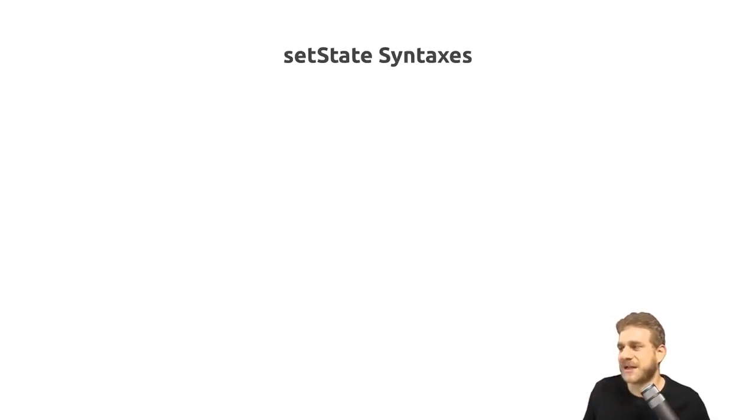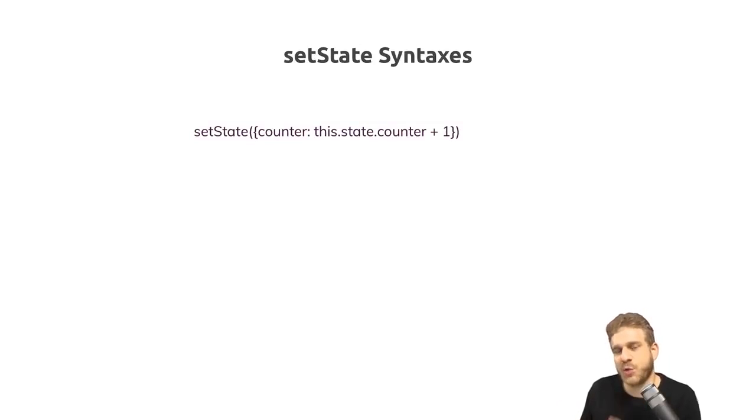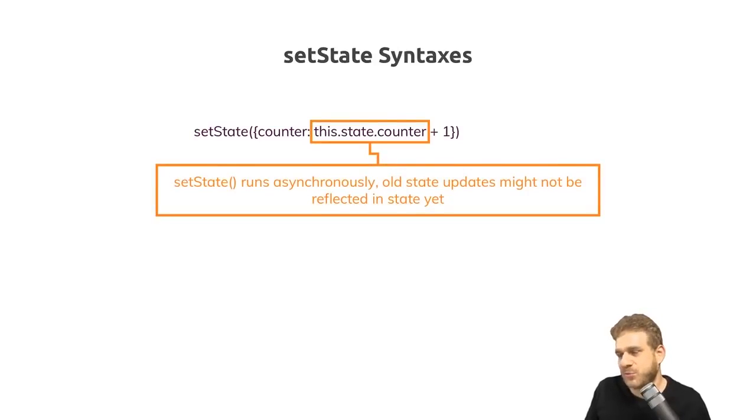Another thing that's sometimes unclear is the setState syntaxes you can use. So this is setState. We can set a new state with it, and calling it will trigger React to re-render the DOM if there are changes at least. One thing not everyone knows is that it runs asynchronously. So old state updates might not be reflected in the state immediately if you execute some code after setState. Often they are, but it's not guaranteed.